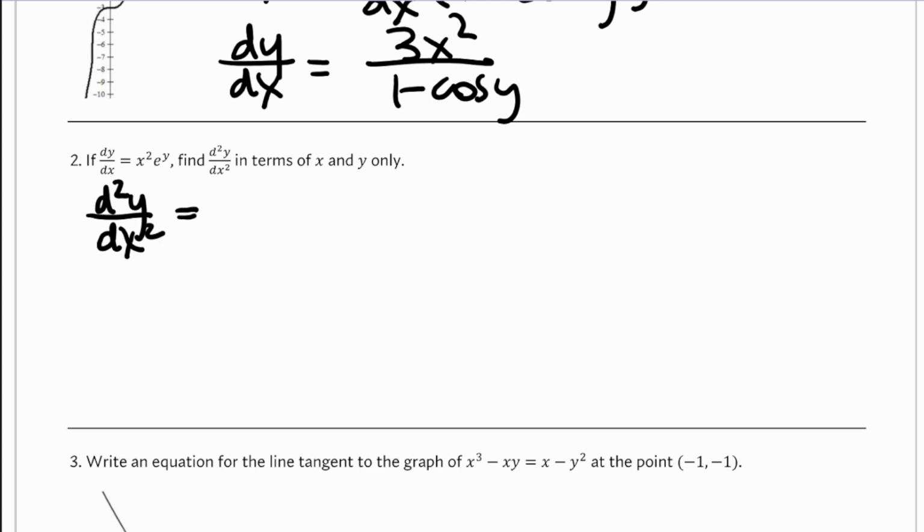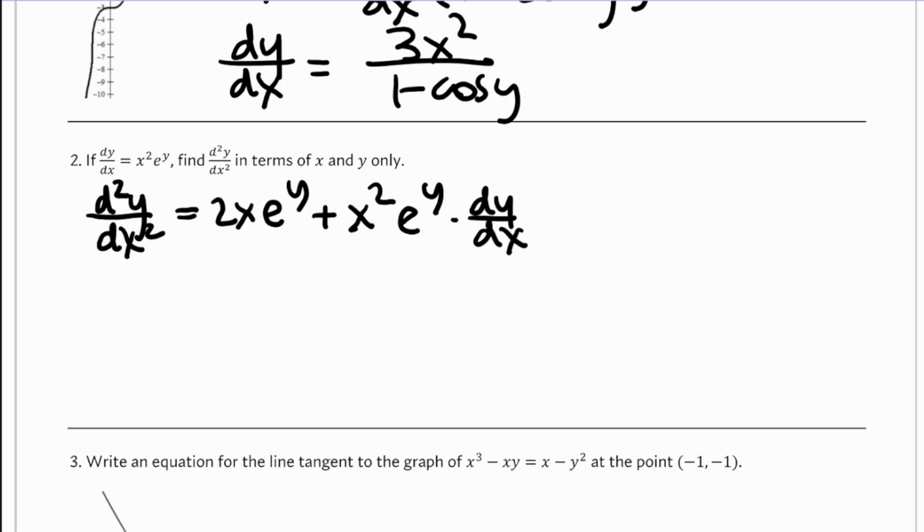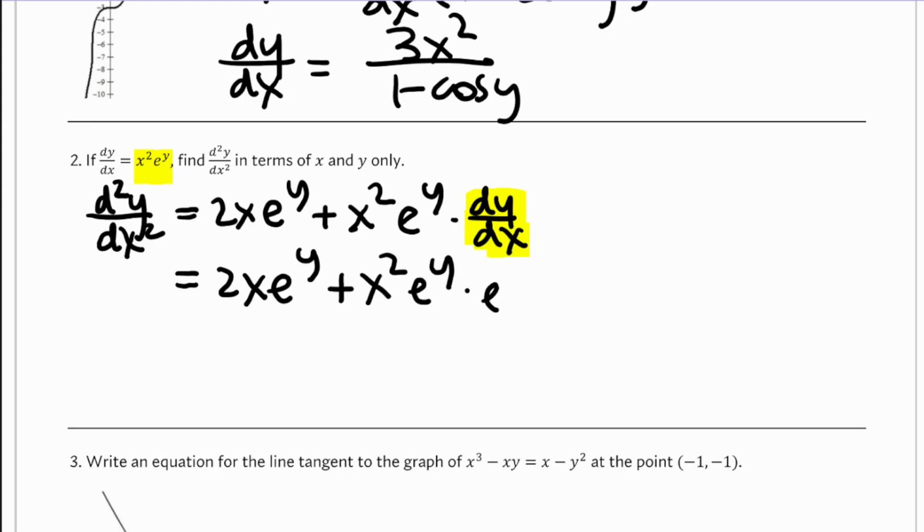And then I'll use the product rule, that's derivative of x squared, 2x, leave e to the y the same. Then add, leaving x squared the same, the derivative of e to the y with respect to x, and that's going to be e to the y times dy dx for the chain rule. Okay, and then here I need to substitute on this dy dx to make sure it's in terms of x and y only, and I'll use x squared e to the y. I'll say this is 2x e to the y plus x squared e to the y times, well, x squared e to the y. Okay, and we could simplify that, or we could just not.